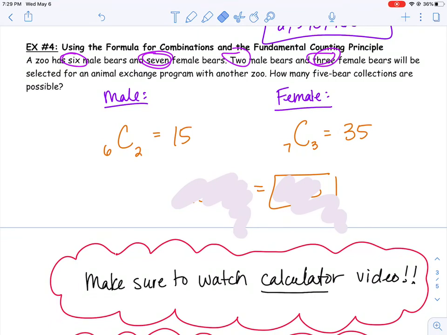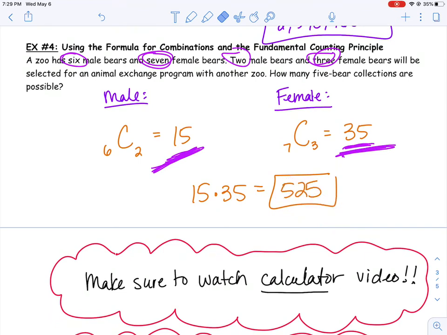All right, but my answer isn't 15, and my answer isn't 35, because I want to be able to figure out how many male bears and female bears. Now remember the fundamental counting principle from our first section? If I want to pick pants and shirts, male bears and female bears, do you remember what mathematically I did with my options? Yeah, didn't I multiply them together so I can get the total number of ways I can pick males and females, pants and shirts? So I'm going to take the 15 and multiply it by the 35.